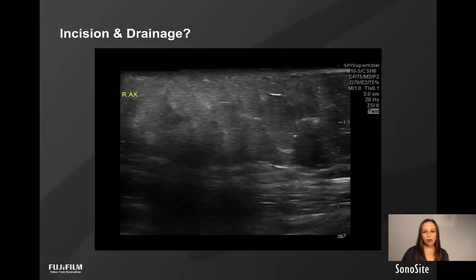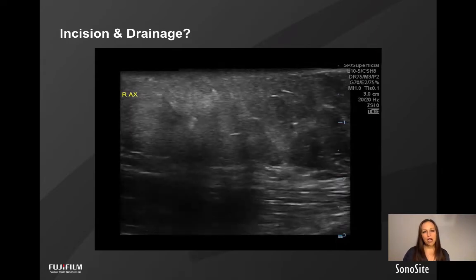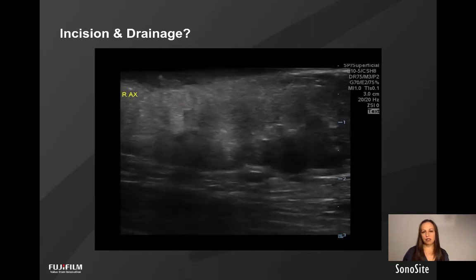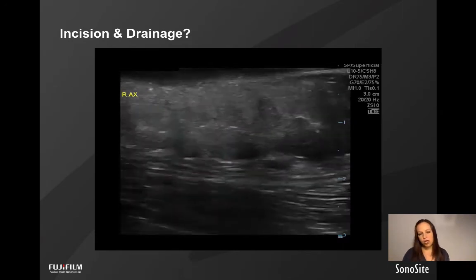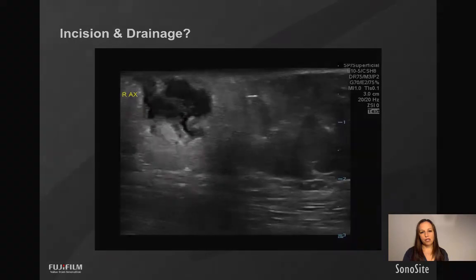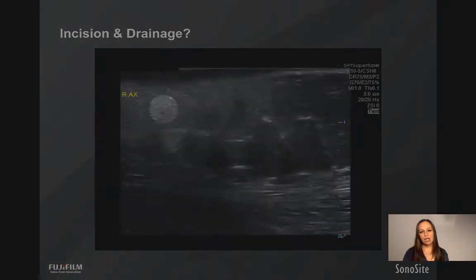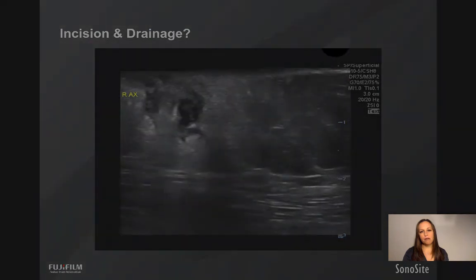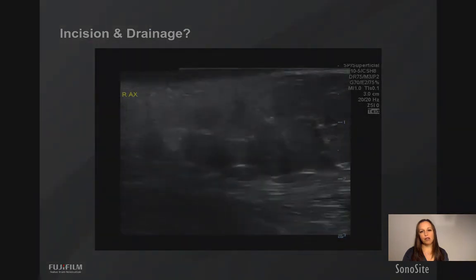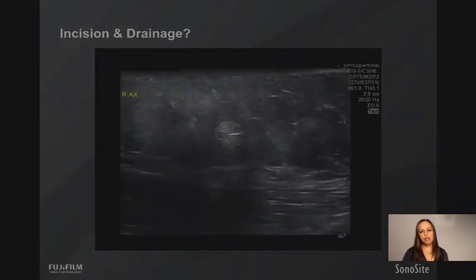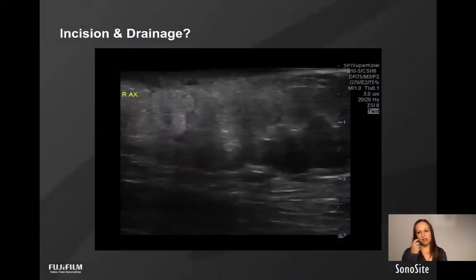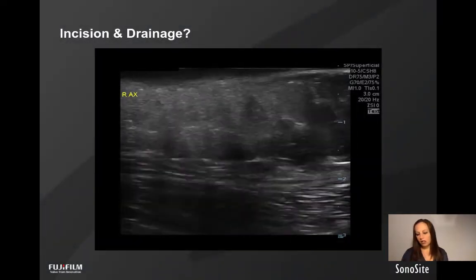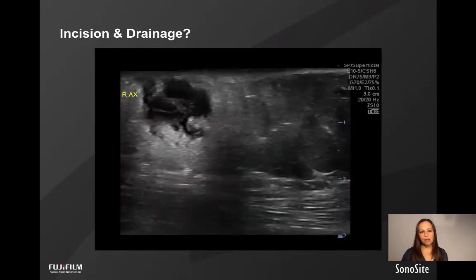So here's an example that one of the fellows presented to me. This is a patient who had axillary swelling and pain, and I was a little bit hesitant to perform incision and drainage. We did the initial ultrasound here, and you can see a relatively large abscess. We didn't measure it, but you can estimate based on the depth on the right side of the screen. This is at least about 1.5 centimeters deep. So it's actually a quite sizable abscess.